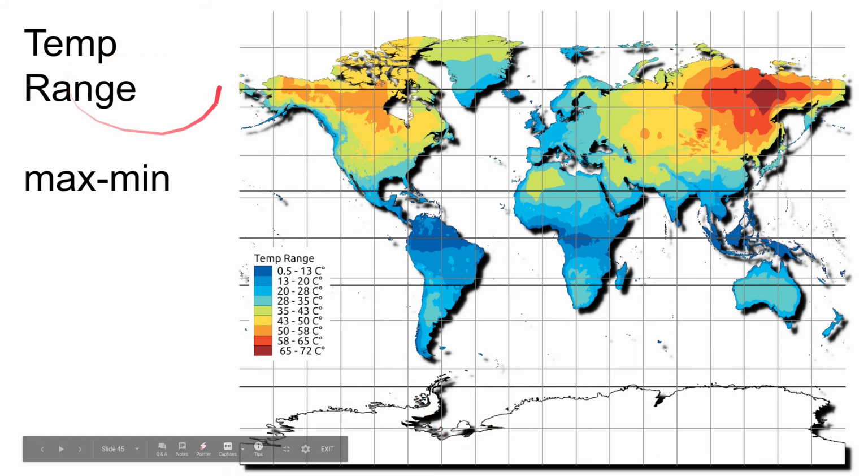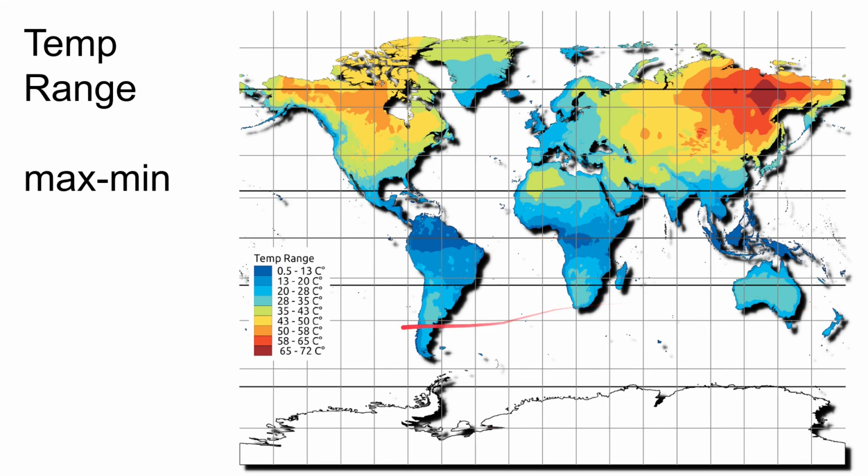The combination that gets you a high temperature range is high latitude and well inland. In the southern hemisphere, there's just nothing at high latitude. There's no continents at high latitude. So the temperature ranges in the southern hemisphere are much, much smaller than they are in the northern hemisphere. Temperature range, again, a function of latitude and continentality.